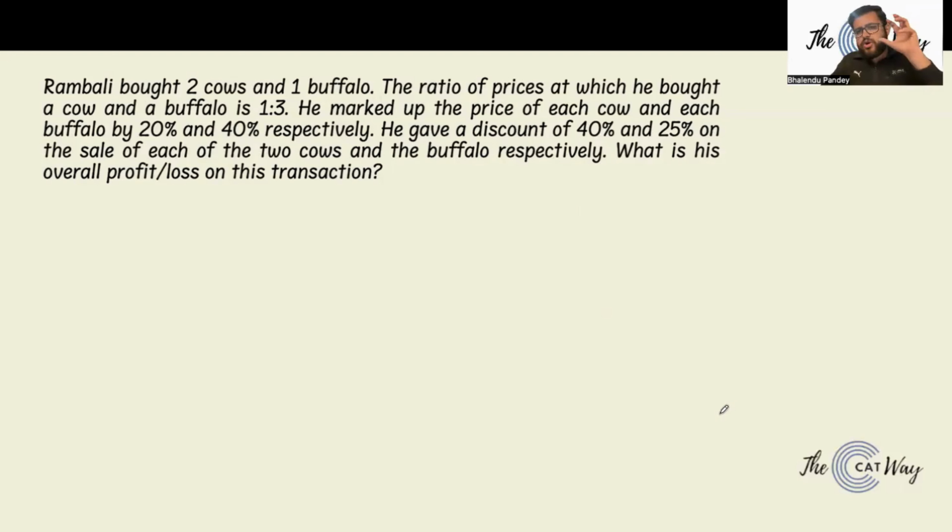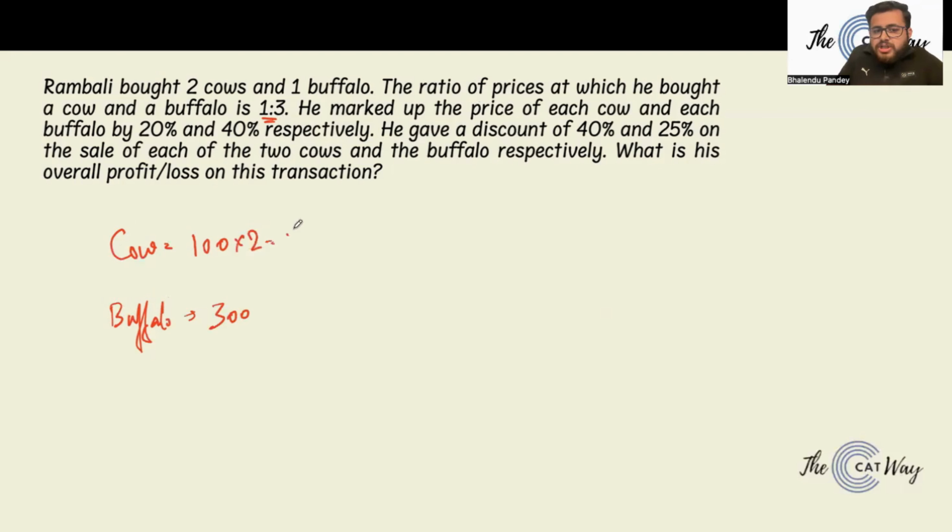Again, since there is no absolute value involved, you can assume it to be anything. So the ratio of prices at which cow and buffalo are bought is 1:3. So let's say the cow's price is equal to 100 rupees, and in that case the buffalo's price is going to be 300 rupees. Since he bought 2 cows, the total cost price he incurred is 200 rupees, and he bought 1 buffalo. So the total cost price he incurred in buying all of them is 500 rupees.